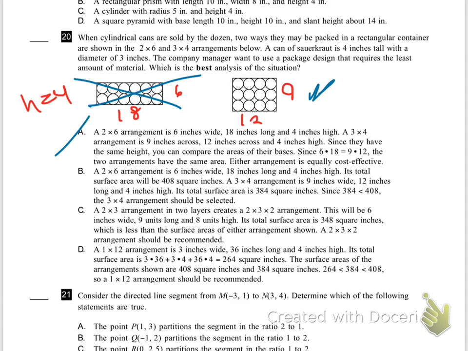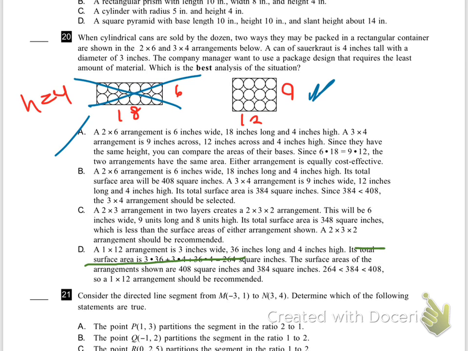All right, and then let's look at the last one. A 1 by 12 arrangement is 3 inches wide, 36 inches long, and 4 inches high. I agree with that. Its total surface area is 3 times 36 plus 3 times 4 plus 36 times 4 equals 264 square inches. That's the part that we have an issue with. They forgot the 2 in the formula. So that does not actually work.